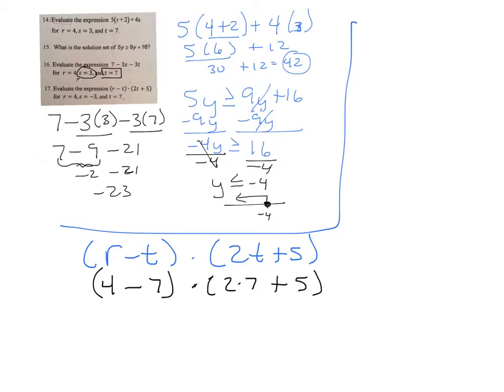Okay? So I'm going to do order of operations in parentheses, so 4 minus 7 is negative 3. Now I have to do this parentheses. 2 times 7 is 14. 14 plus 5 is 19. So negative 3 times 19 is a negative 57.